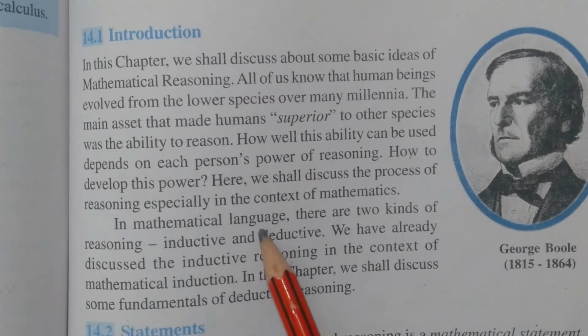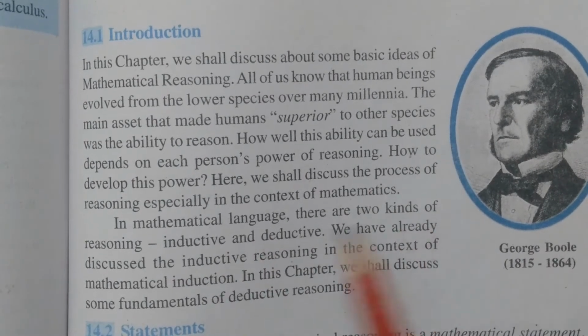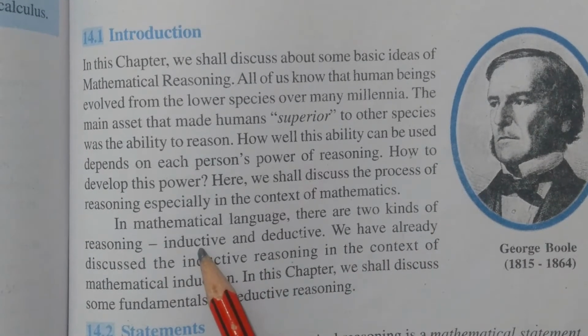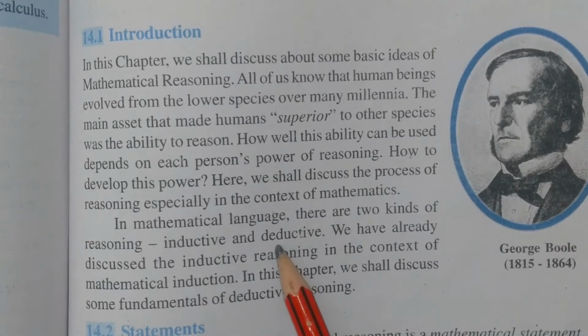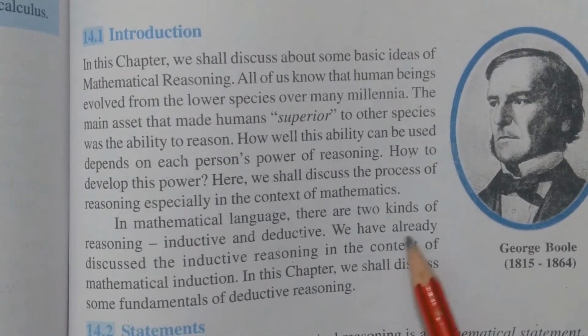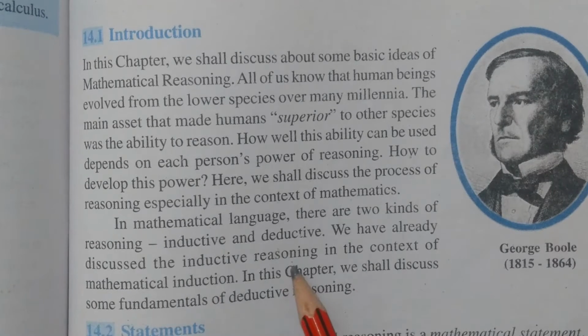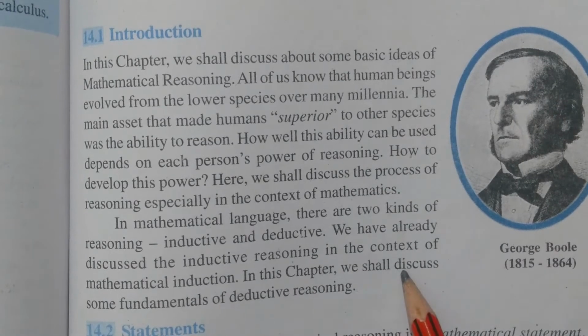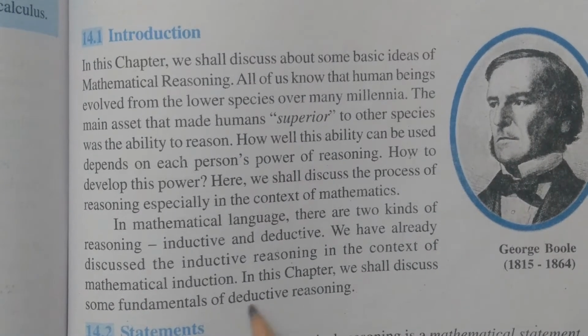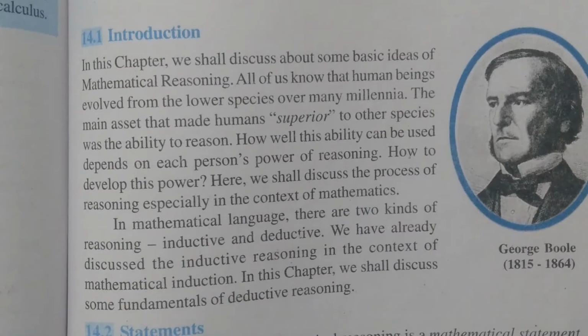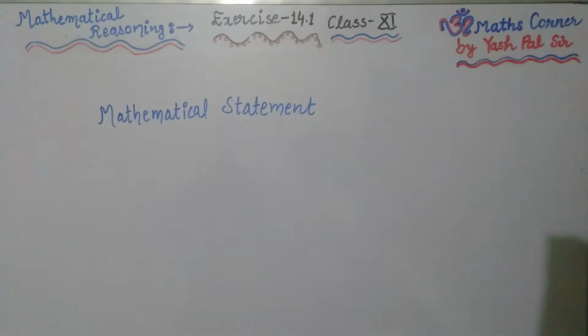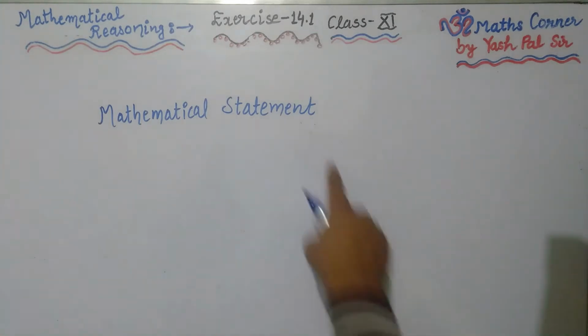In mathematical language, there are two kinds of reasoning. One is inductive and the second one is deductive. We have already discussed inductive reasoning in the context of mathematical induction. In this chapter, we shall discuss some fundamentals of deductive reasoning. The basic unit involved in mathematical reasoning is a mathematical statement.